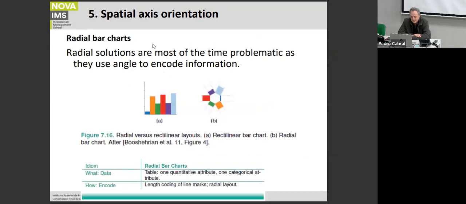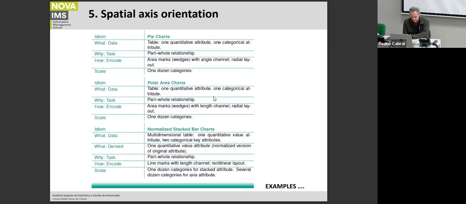Okay, another spatial axis orientation example is radial. Okay, but if you remember the effectiveness ranking, humans are good at comparing lengths, but they are very bad or not so good at comparing angles. Okay, if you check the ranking of effectiveness, tilt is not a very effective visual channel, so better to use lengths, which is on the top of that ranking. Okay, we have here an example.